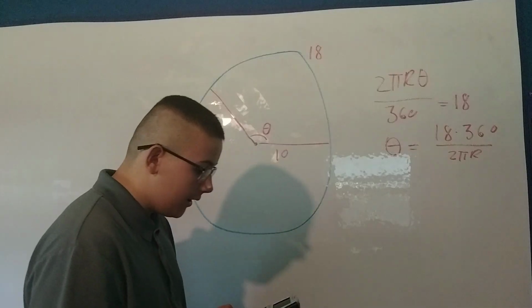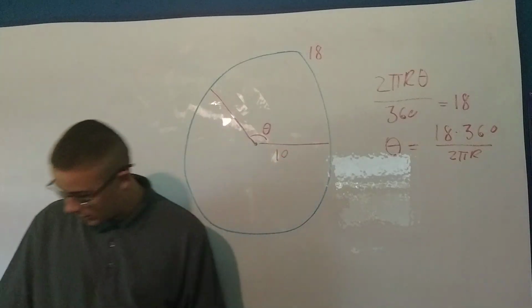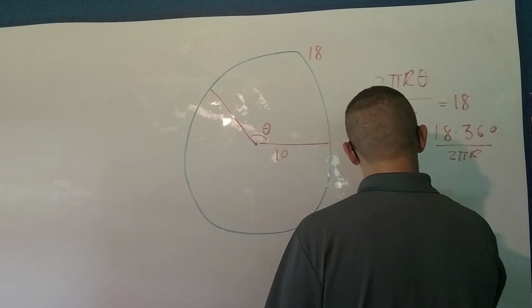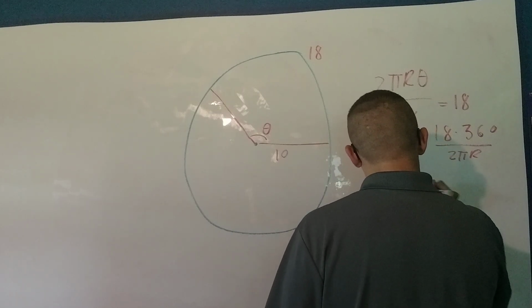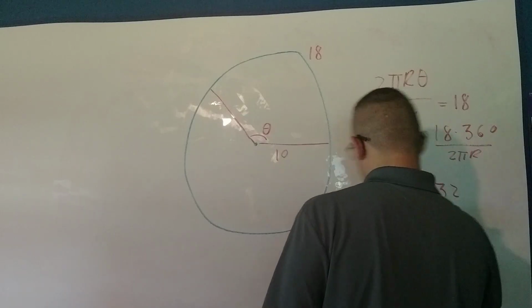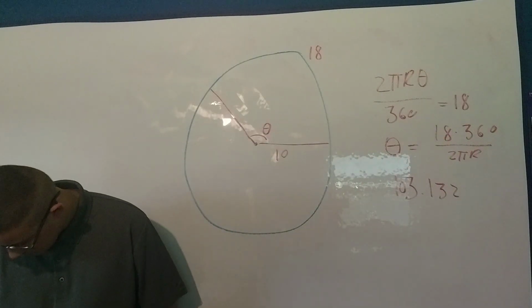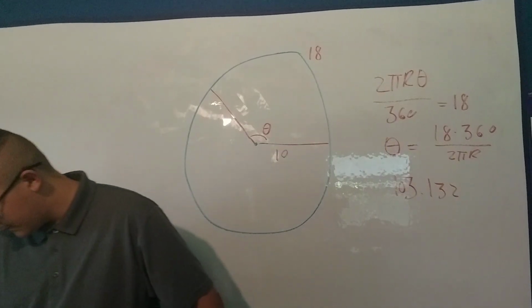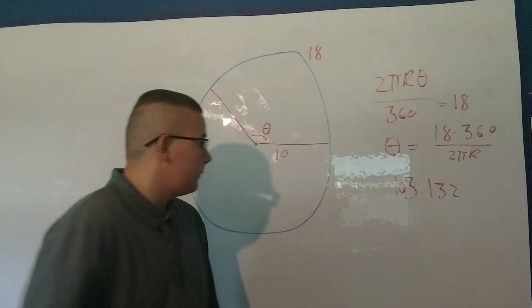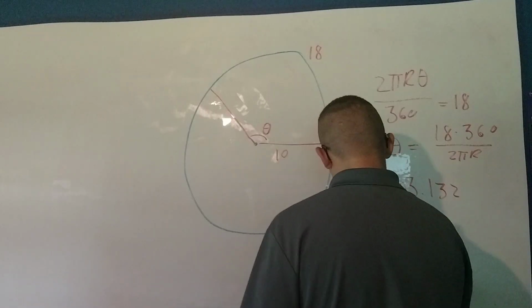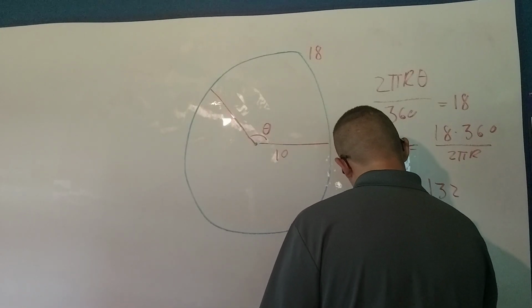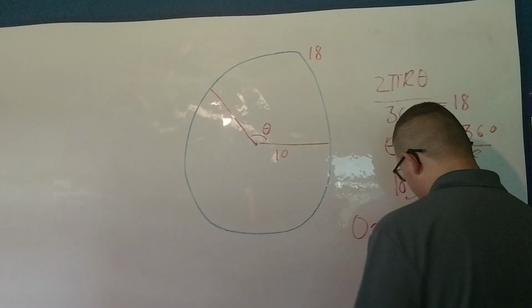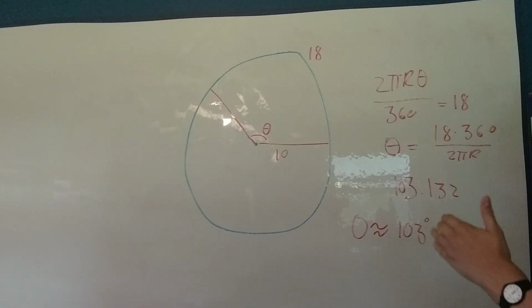And we get 103.132. Right? Like that. And that is your answer. So theta equals about 103 degrees.